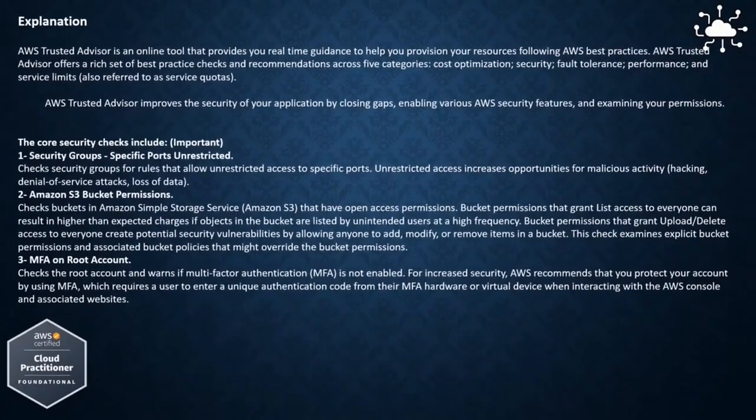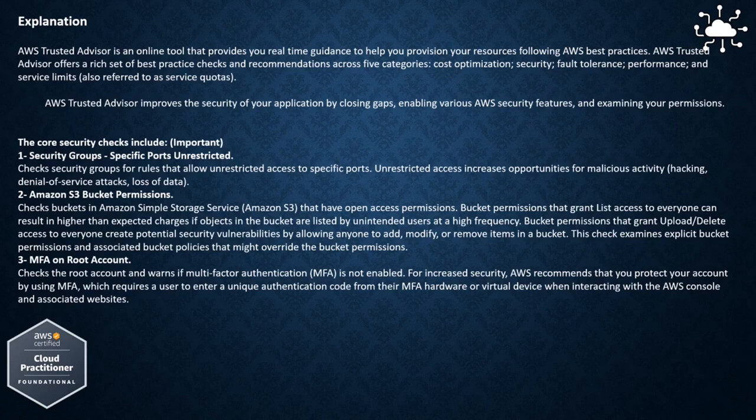Explanation: AWS Trusted Advisor is an online tool that provides you real-time guidance to help you provision your resources following AWS best practices. AWS Trusted Advisor offers a rich set of best practice checks and recommendations across 5 categories: cost optimization, security, fault tolerance, performance, and service limits, also referred to as service quotas. AWS Trusted Advisor improves the security of your application by closing gaps, enabling various AWS security features, and examining your permissions.